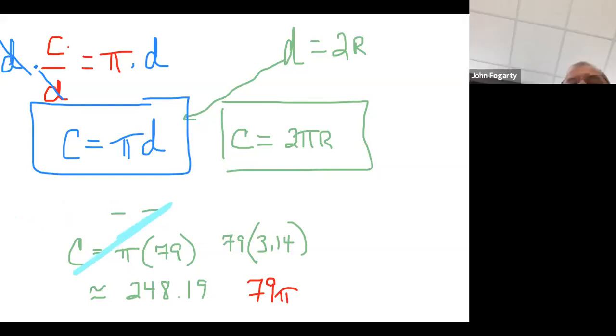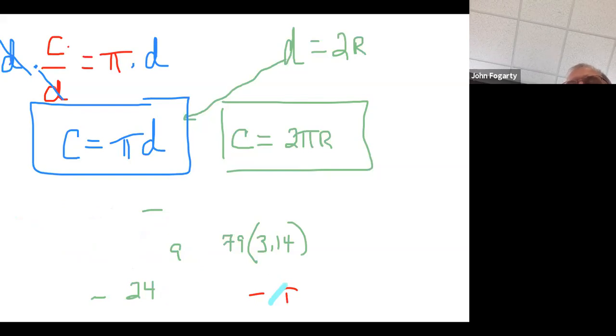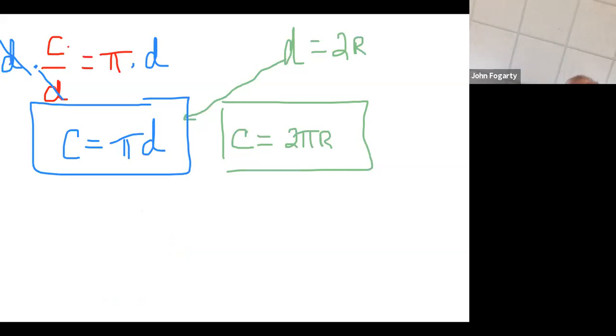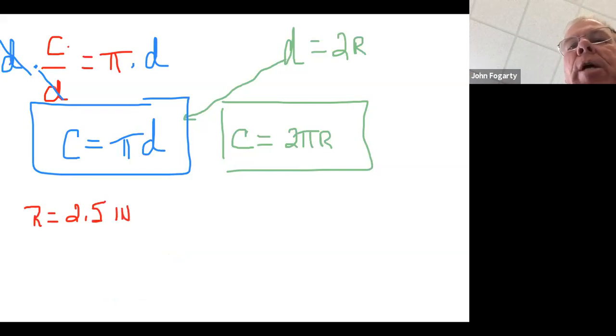Let me try something else. Let me give you another problem. Only this time, instead of giving you the diameter, I'm going to give you the radius. So I have a circle, and the radius is 2.5 inches. What's the circumference?